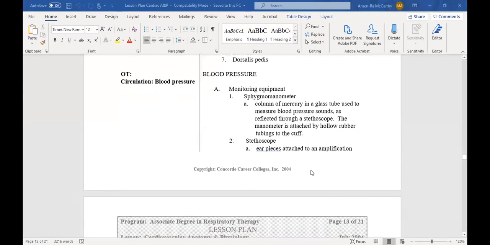Now, blood pressure, of course. One of your labs that we'll be doing is taking each other's blood pressure, all right? So basically, the blood pressure is a sphygmomanometer. A sphygmomanometer, right? In a column, it's a column of mercury in a glass tube. Wow, that's really old, right? To measure blood pressure sounds as reflected through a stethoscope. The manometer is attached to a hollow rubber tubing to the cuff. And of course, then you use your stethoscope. I don't have my stethoscope in here, but then you use your stethoscope to listen for the sounds, all right?